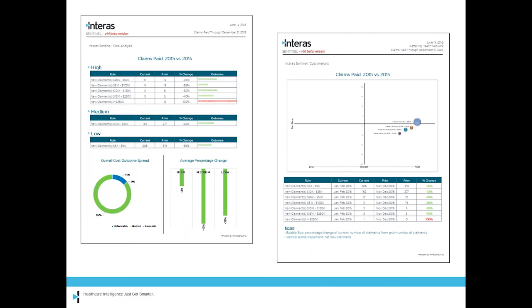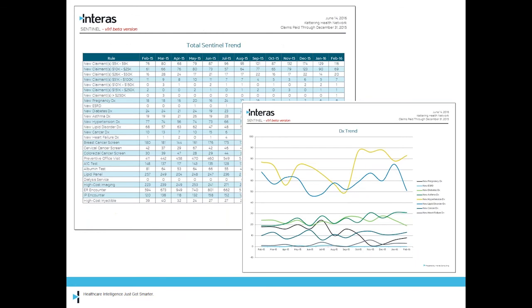Some other rules that we have in the Sentinel that we've built are utilization rules around procedures. So inpatient admits, how many new inpatient admits were there in this claims run, how many ER visits, both positive and negative, as well as cancer screening. And these are just some other views.